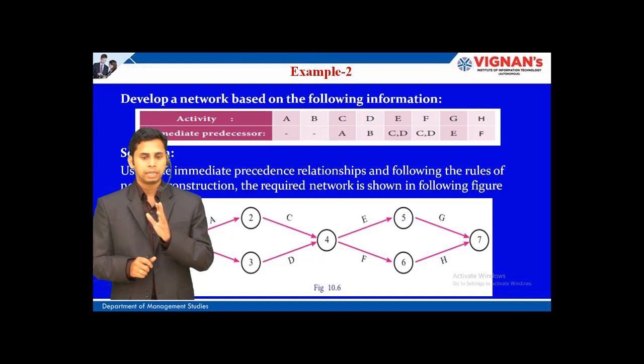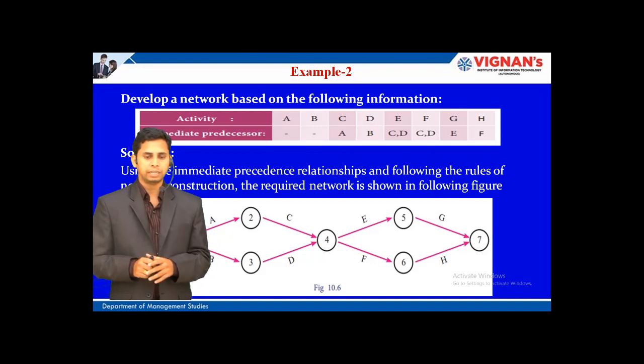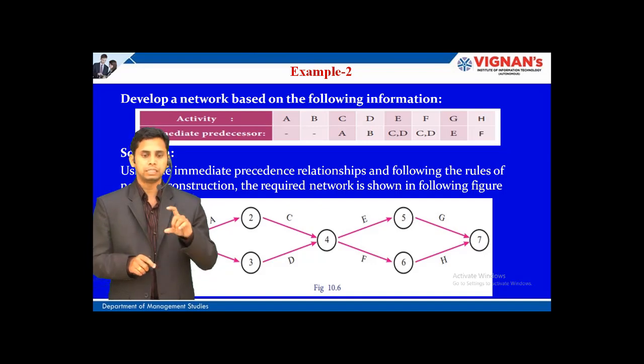And for H, F is the predecessor. And finally, both G and H are joined together at a node, because all the activities must be connected at one particular node at the end. That's why G and H are connected at one particular node, given the number 7.